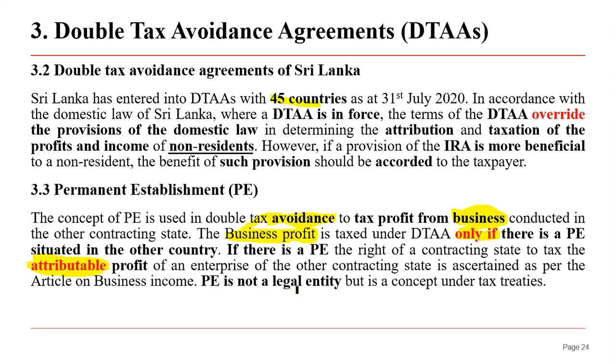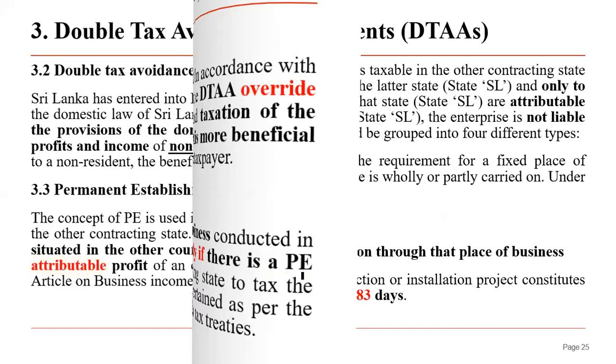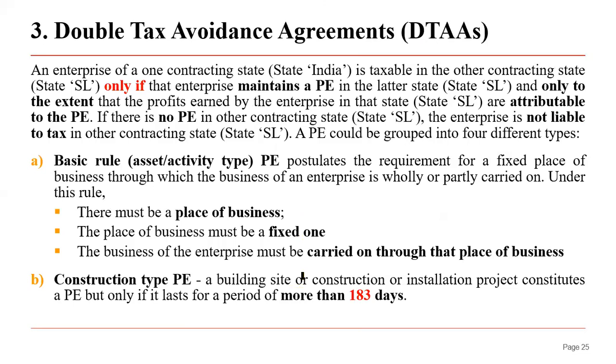Then, PE is not a legal entity, but it is a concept under tax treaties. Because there is no legal entity here, we are dealing with it as a concept. We can't find exactly a legal entity. There may be a legal entity in some scenarios, and in some you might not find any legal entity, right? Then we'll move to the continuation of this PE concept.